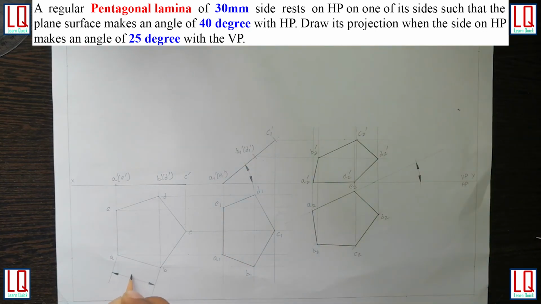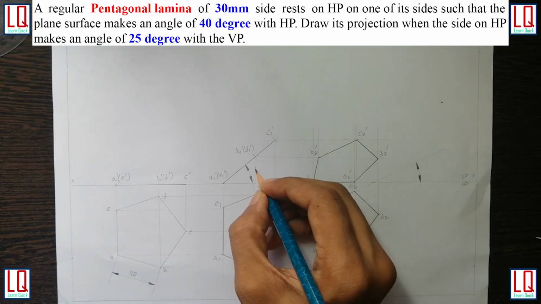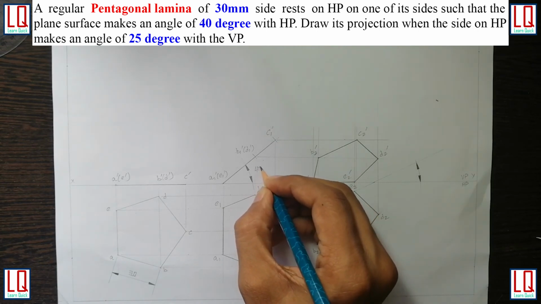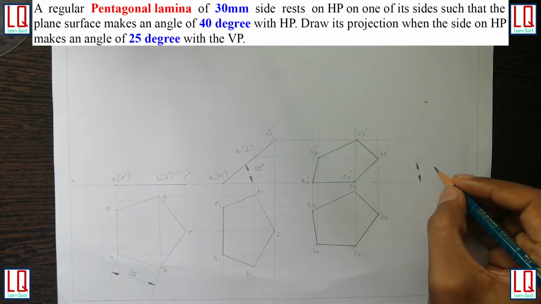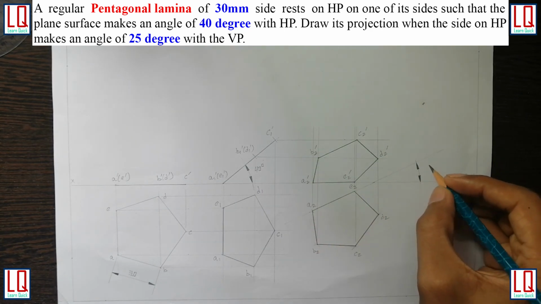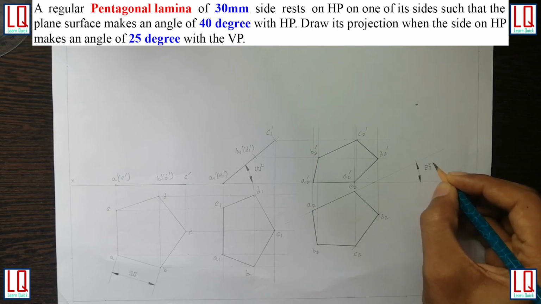So the side length is 30 mm. I mark 30 here. The inclination with respect to HP is 40 degrees. I mark 40 degrees here. The inclination of the resting edge with respect to your VP is 25 degrees. I mark 25 degrees here.